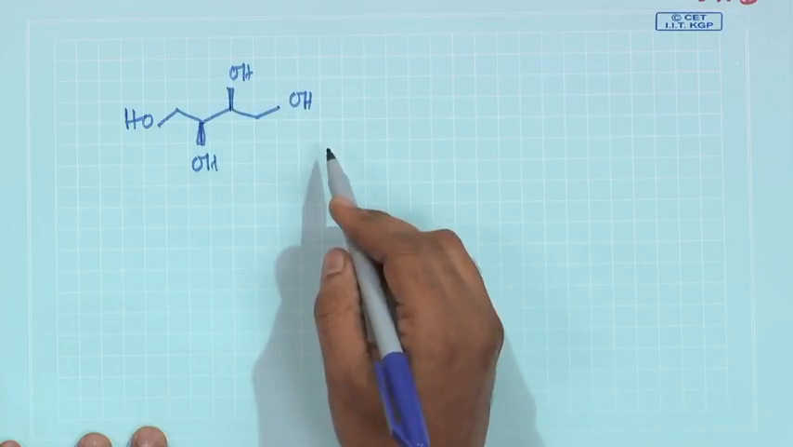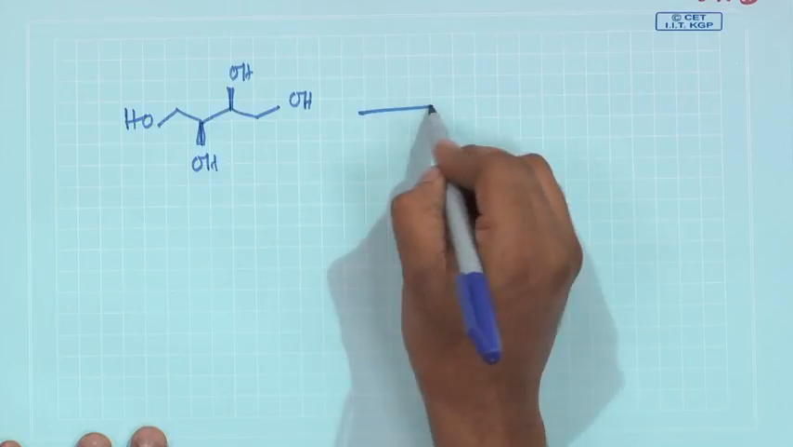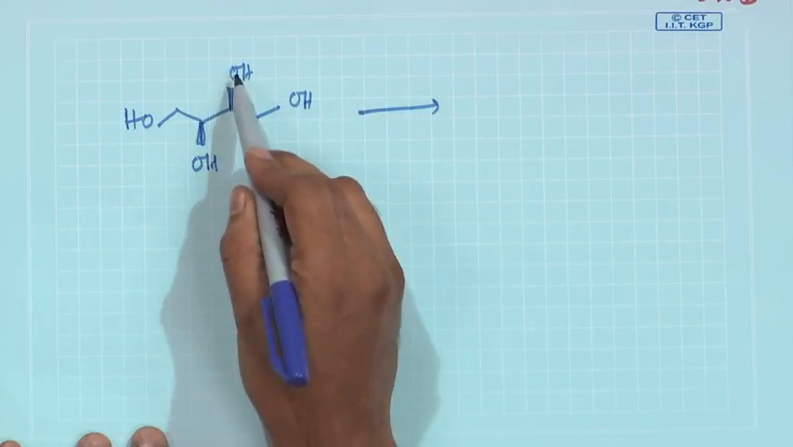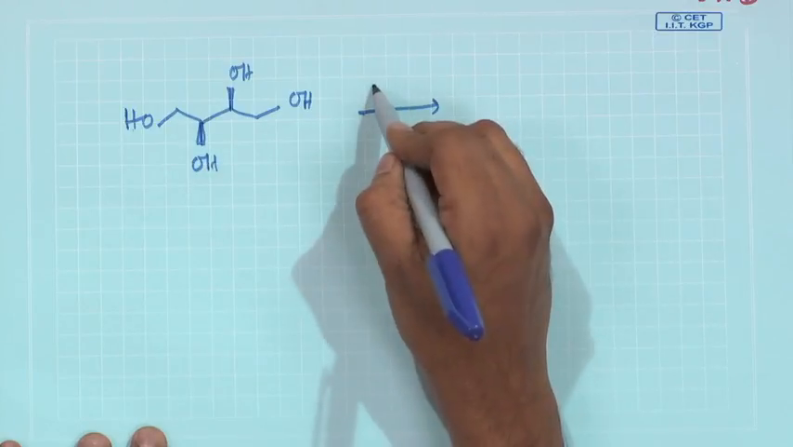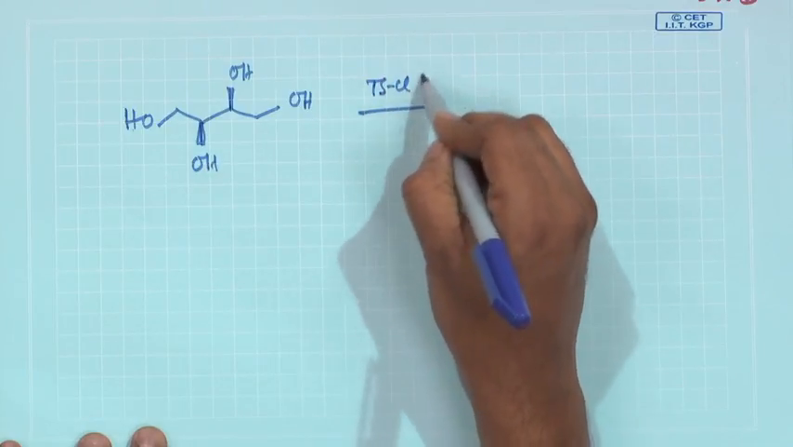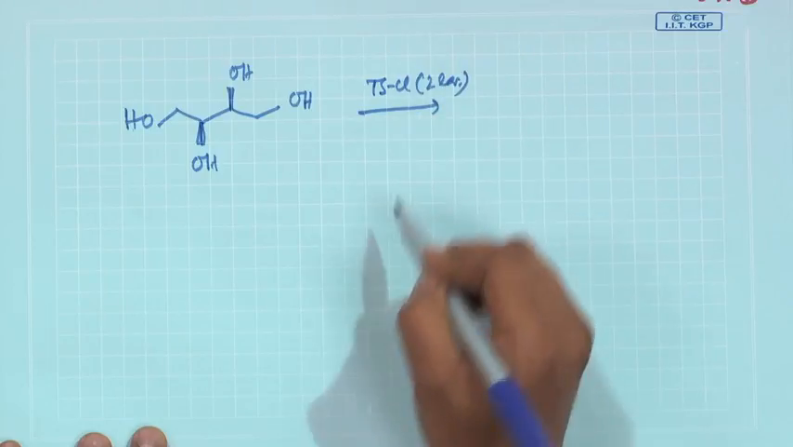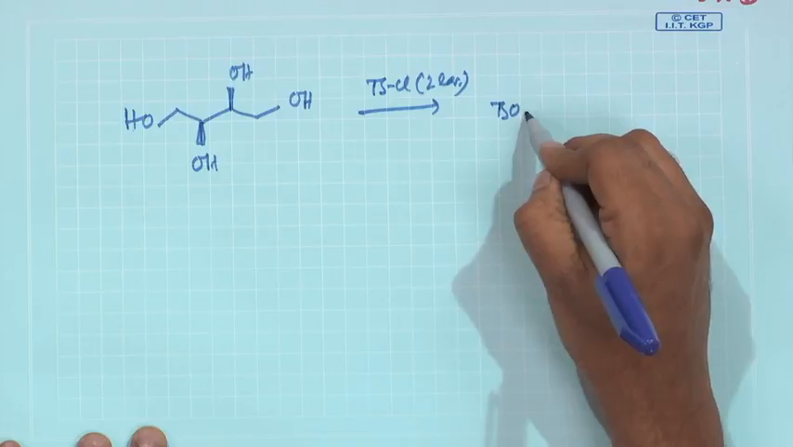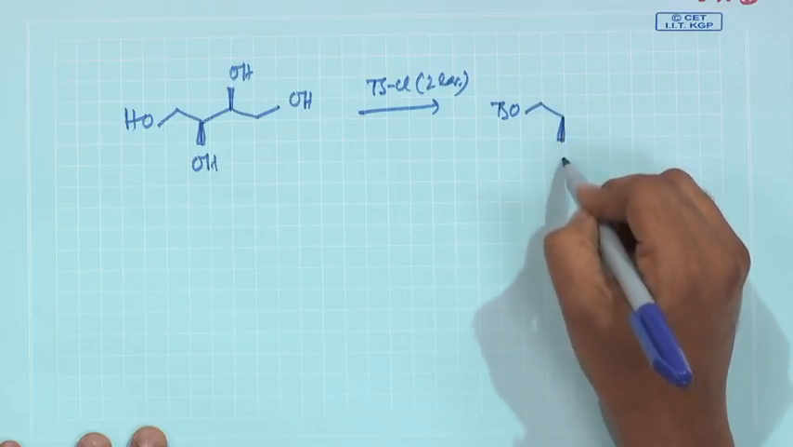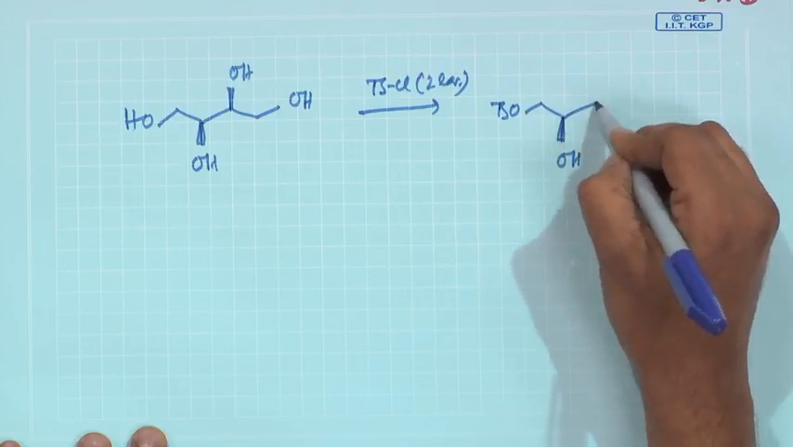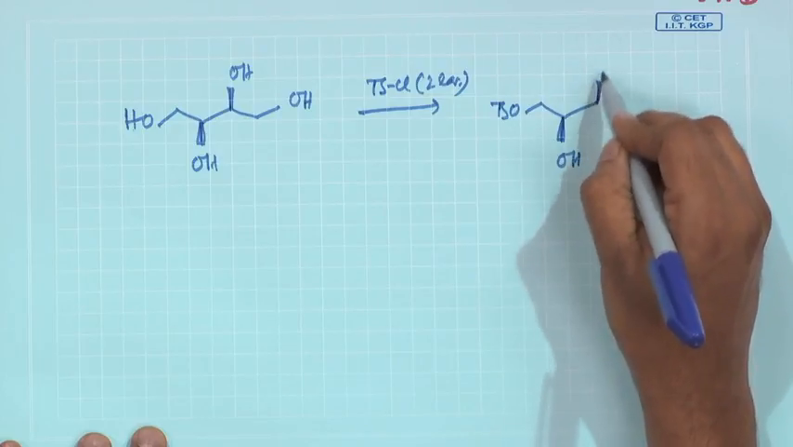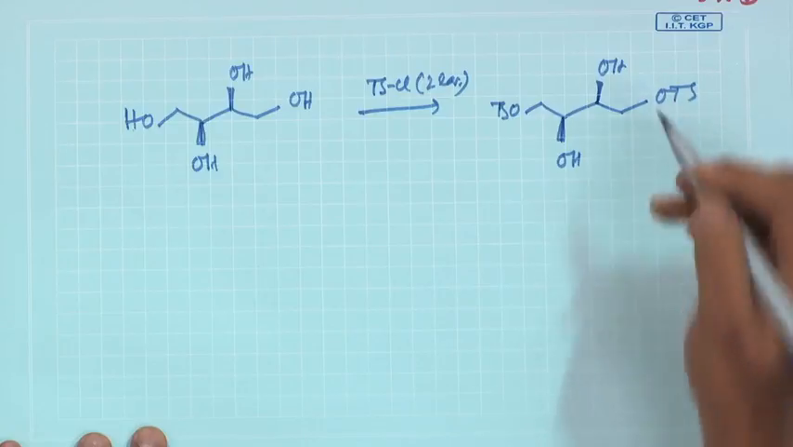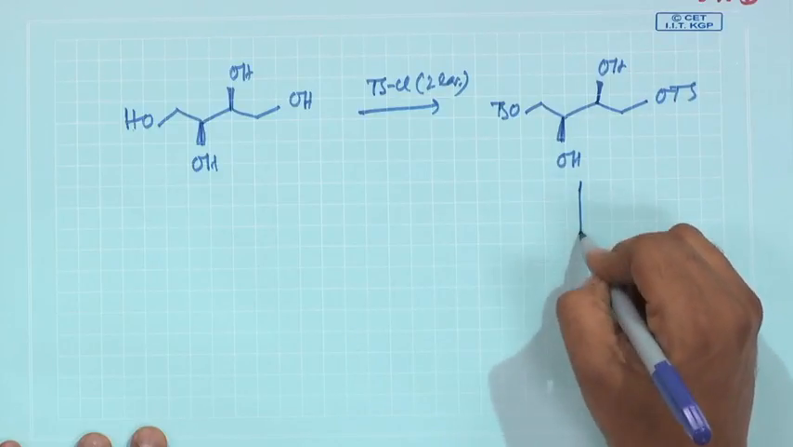Now, what exactly do you need to do? This is a tetrol having 2 primary hydroxy and 2 secondary hydroxy groups. So, I said you react with 2 equivalents of tosyl chloride to get this ditosylate. This is also C2 symmetric, fine.